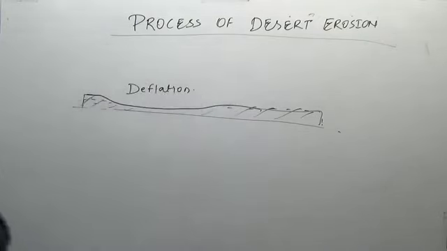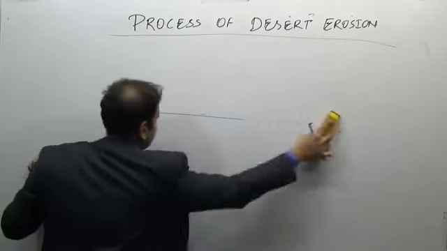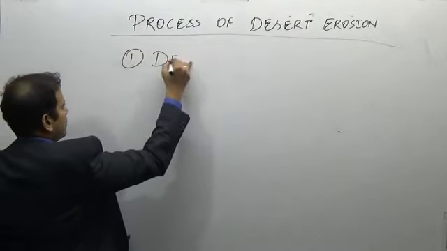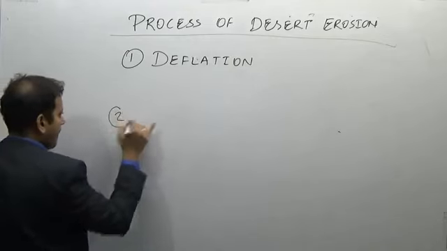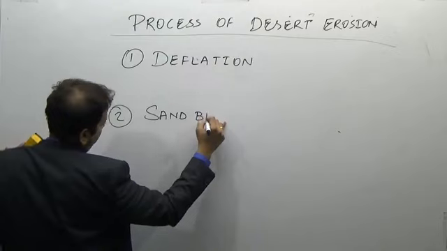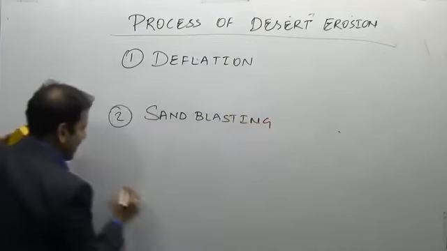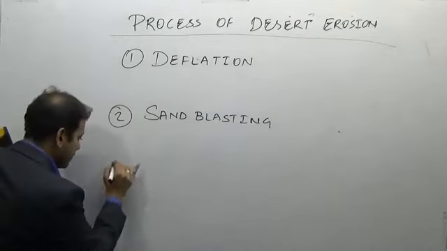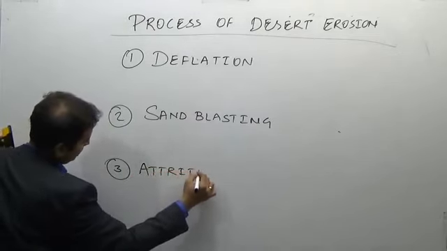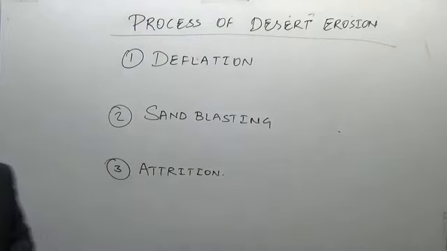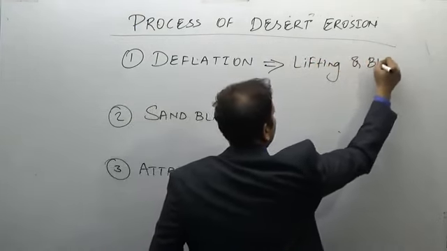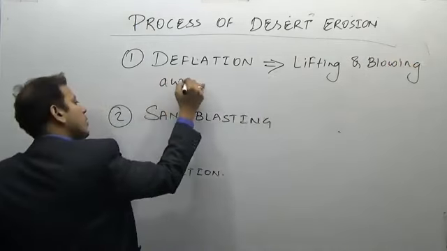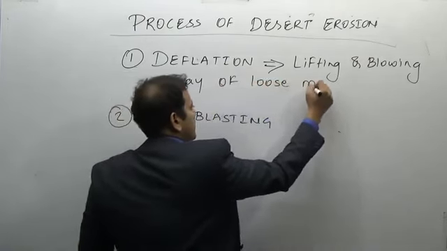So the second process of desert erosion is sand blasting or abrasion, and the third process is attrition. So here, what is deflation? Deflation is the lifting and blowing away of loose materials by the winds.